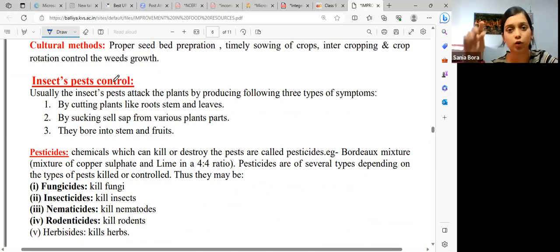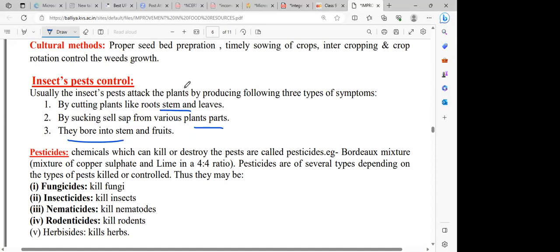Now, the pest control. Pests are basically insects. Weeds are plants, pests are insects. Sometimes you will see that there is a pest attack. What is a pest attack? Usually the insects known as pests attack the plant by producing the following three types of symptoms: by cutting plant parts like root, stem and leaves, by sucking cell sap from various plant parts, and by boring into stem and fruits.